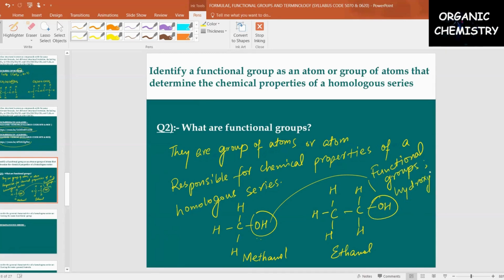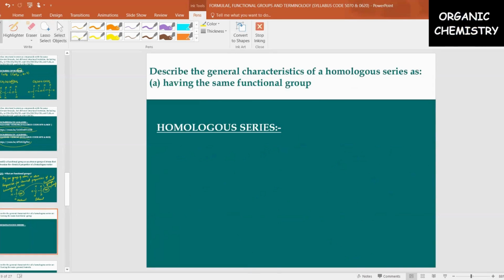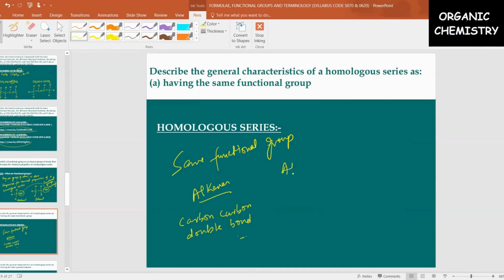We call it hydroxyl. So the chemical characteristic properties of these alcohols will depend on the presence of this OH. Now, the general characteristics of a homologous series: they have the same functional group. In a homologous series or family, same functional group. For example, in alkenes, all the members have at least one carbon-carbon double bond. Alcohols, hydroxyl group. And carboxylic acids have carboxyl group.